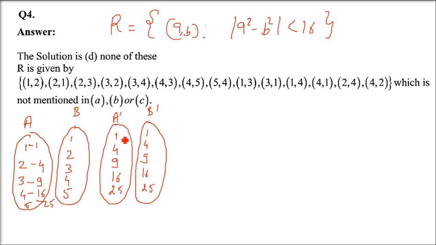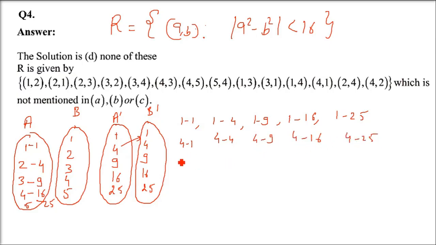So now I'm going to take one by one. I'm taking A square and B square. 1 minus 1, 1 minus 4, 1 minus 9, 1 minus 16, and 1 minus 25. Similarly, 4 is taken, and all of the B squares will be subtracted from it. 4 minus 1, 4 minus 4, 4 minus 9, 4 minus 16, 4 minus 25, like this. Similarly, 9 also: 9 minus 1, 9 minus 4, 9 minus 9, 9 minus 16, 9 minus 25. So all this you have to do.